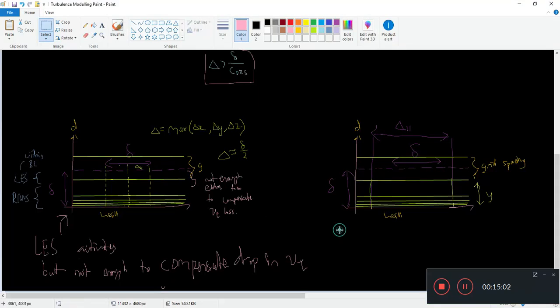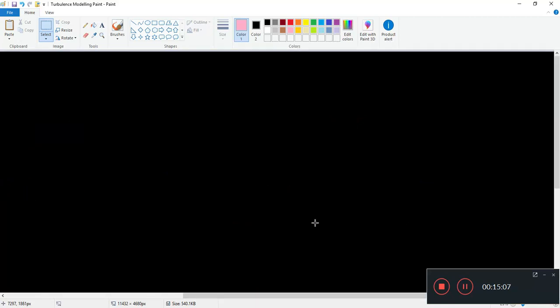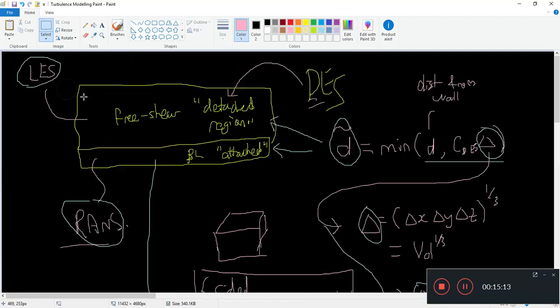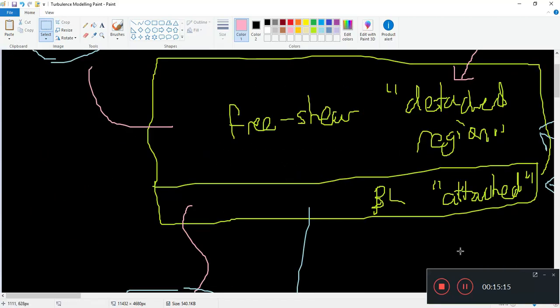Remember in K omega SST, we had a very nice blending between two models as well, where the K epsilon model is supposed to take place inside the free shear region or detached region, and the K omega model is supposed to activate within the boundary layer region. Analogous to this, we have the LES activating in the free shear region and the Spalart Allmaras RANS model, Reynolds averaged Navier-Stokes model, activating within the boundary layer region.